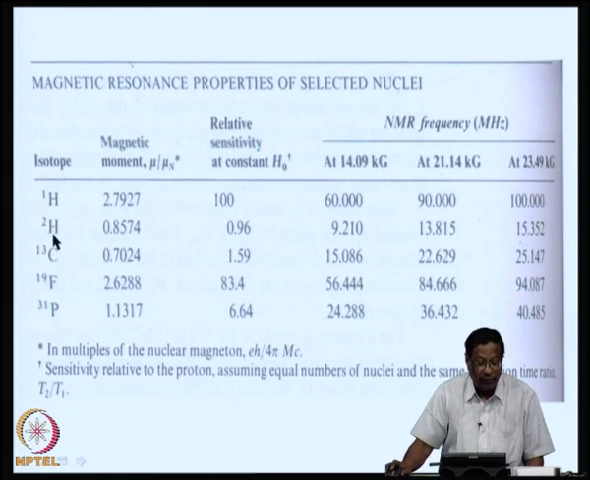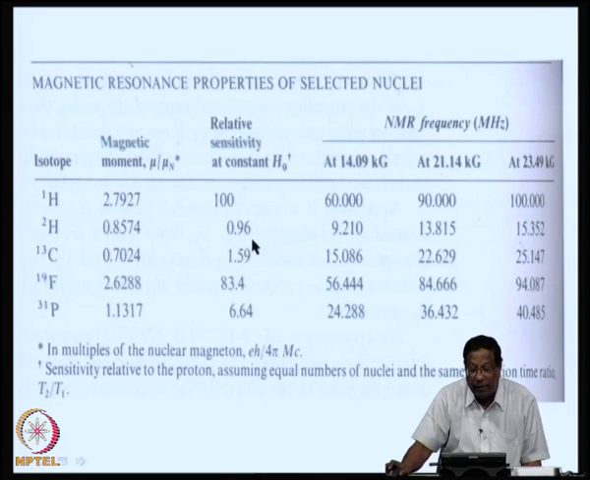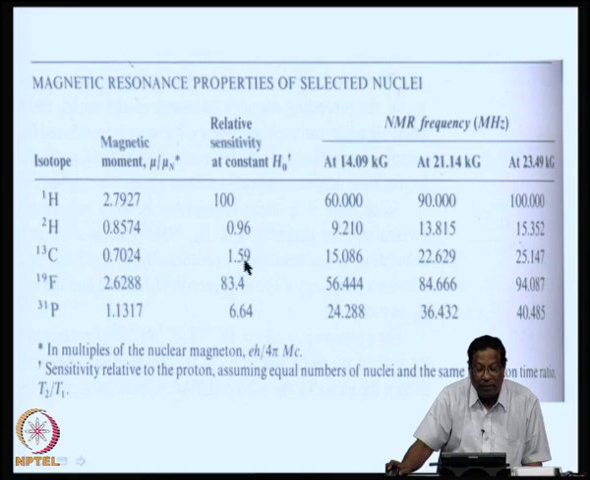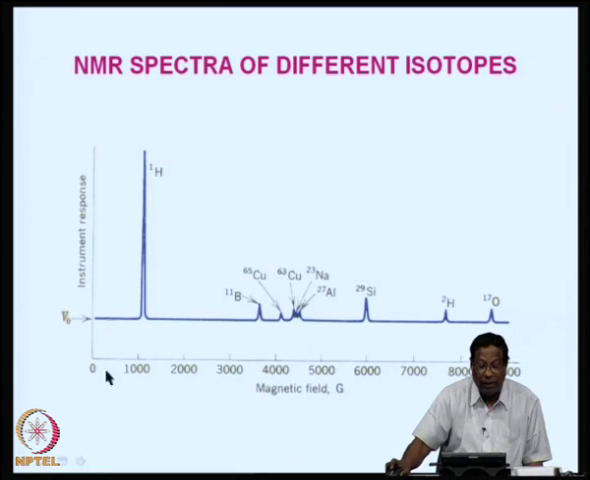Similarly, you can see 1H, 2H, 13C etcetera. Here you can see that with respect to 1H, relative sensitivity is 100, whereas for 2H it is only 0.96. Similarly, for 13C it is 1.59 because of the presence of the magnetic isotope, but the intensity is only about 1.59 compared to 100. So, like that one can calculate what are the different numbers involved.